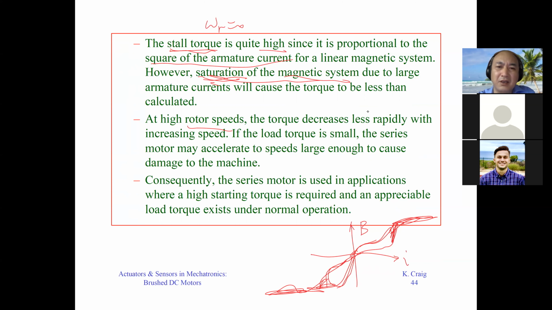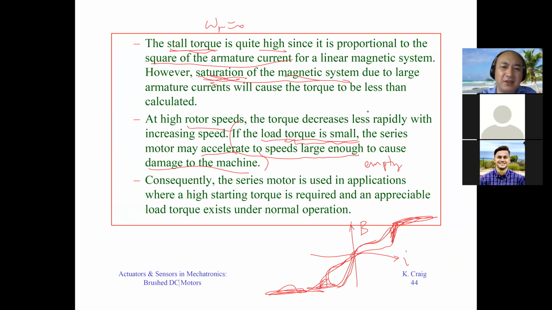So if the load torque is small, the series motor accelerates to a speed large enough to cause damage to the machine. So this is the dangerous part, okay? You cannot use it empty. If you don't have a load, then your whole system will be in trouble, okay? Because it will accelerate to a very large speed.